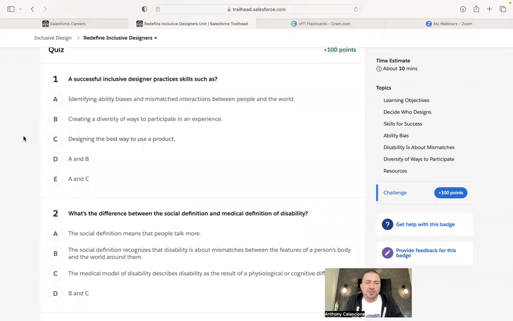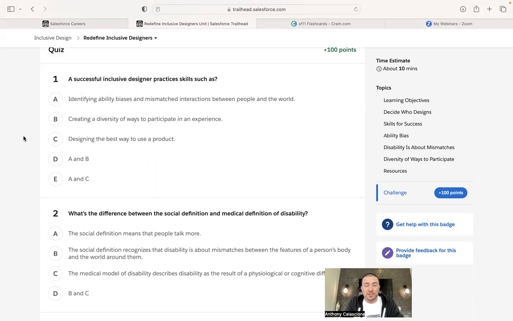A successful inclusive designer practices skills such as: A, identifying ability bias and mismatched interactions between people in the world; B, creating a diversity of ways to participate in an experience; C, designing the best way to use a product. A and B or A and C. So we know the answer includes A because it's 60% of the available answers. So is it B or C? Creating a diversity of ways to participate in an experience, or designing the best way to use a product.